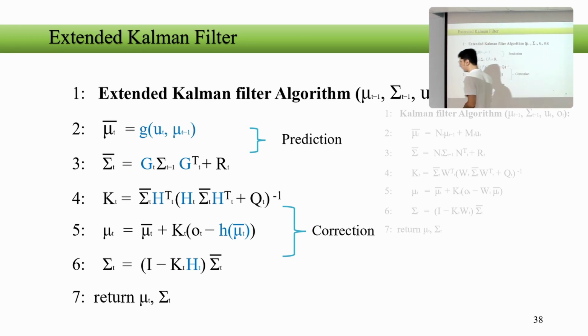But who can say now what the problem here is? We achieved something with the extended Kalman filter, but what are we losing now?